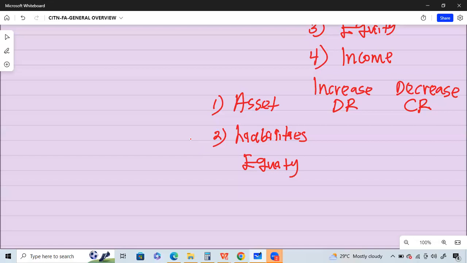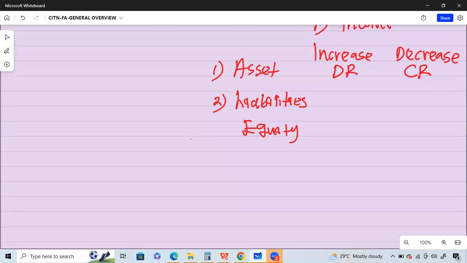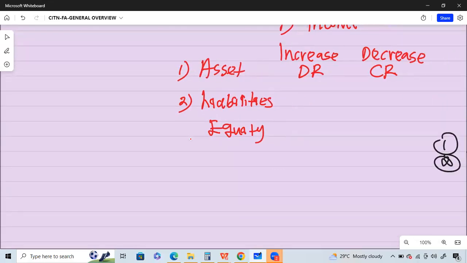If you want to increase an asset account, it will be debit. If you want to reduce it, it will be credit. If it is a liability, if you want to increase a liability account, it will be credit. If you want to reduce it, it will be debit. Same thing applicable to this.